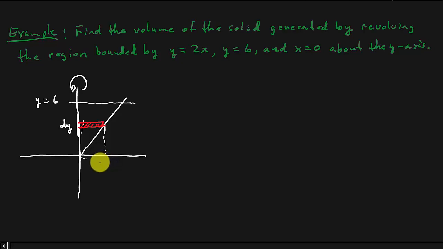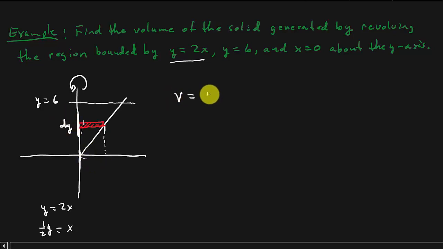But what do I need to be in terms of? Do I need to be in terms of x, or do I need to be in terms of y? Well, look at the thickness. I need to be in terms of y. So what is x? Well, I've got y equals 2x, so x is equal to 1/2 y. See, all I did is I took this and solved it for x, because this is x units, but I've got to be in terms of y.